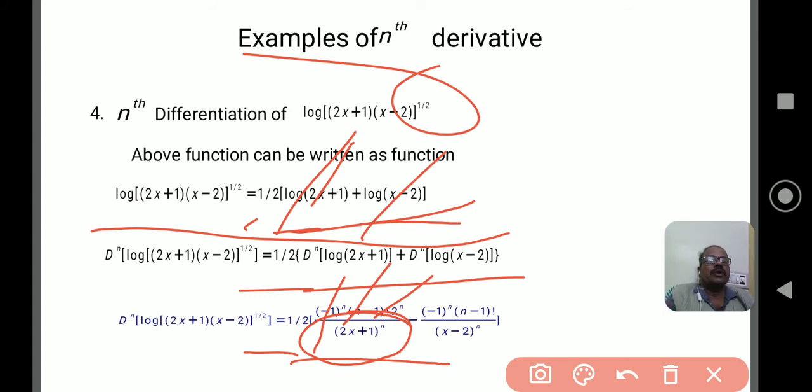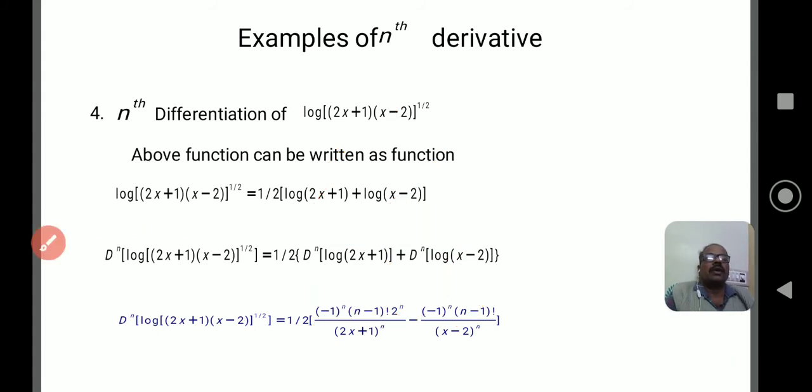Okay, for the next term we should repeat the same thing: minus 1 to the power of n minus 1, (n minus 1) factorial. Here a is equal to 1, that's why 1 to the power of n is 1, divided by (x minus 2) whole to the power of n. Okay, this is the fourth result or example.